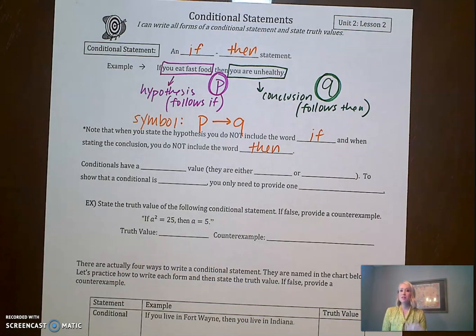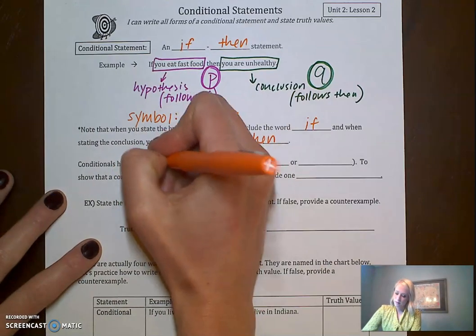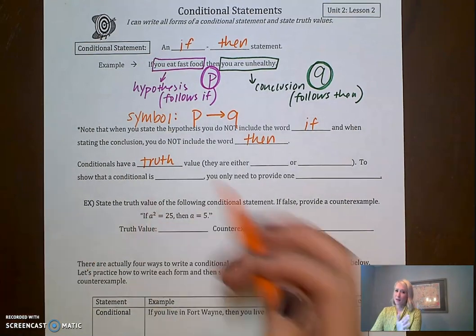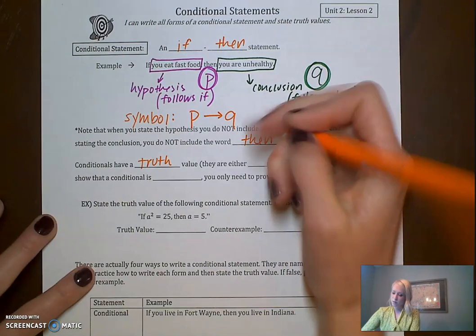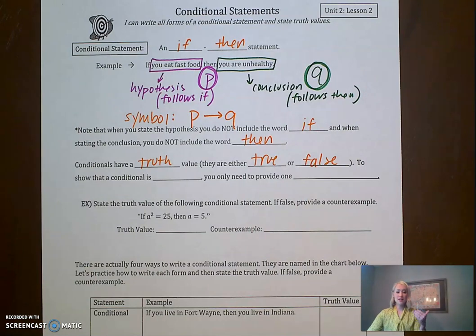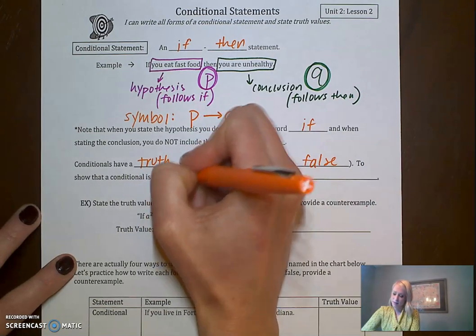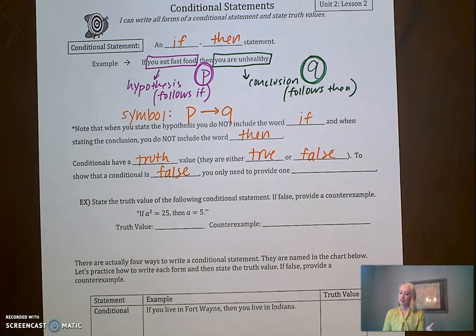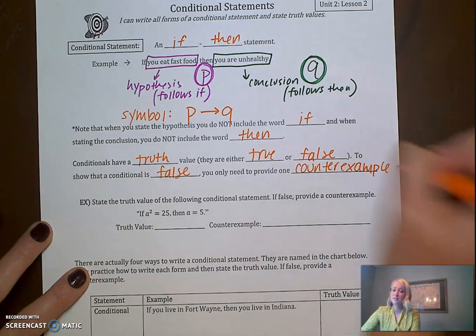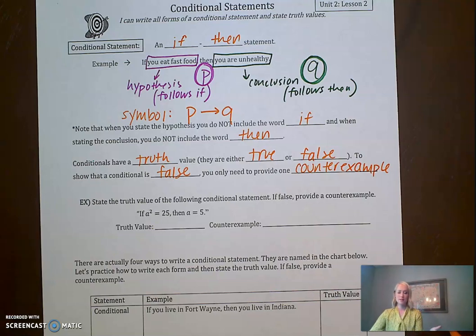Now, conditionals, and I kind of mentioned this, they have a truth value. Just because you eat fast food does not mean you are unhealthy necessarily. A lot of factors there. So we're going to have a truth value, either true or false. Now, to show that a conditional is false, we kind of talked about this last lesson when we did inductive reasoning, but it's way easier to prove something is false than true. To show that something's false, all you have to do is provide one counterexample. Give me an example where that statement actually is not true, and I believe you, it's false.